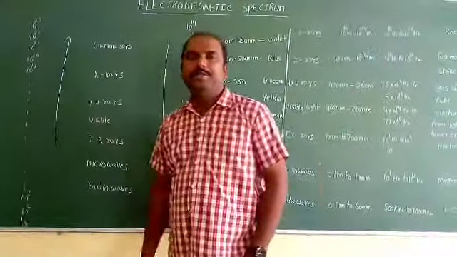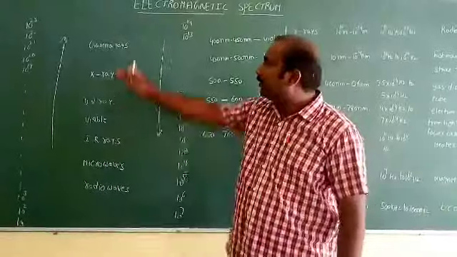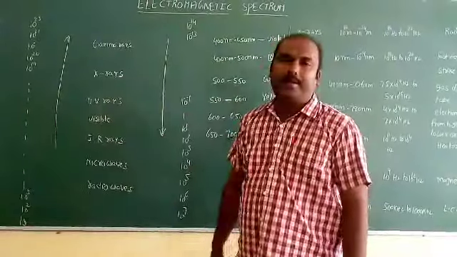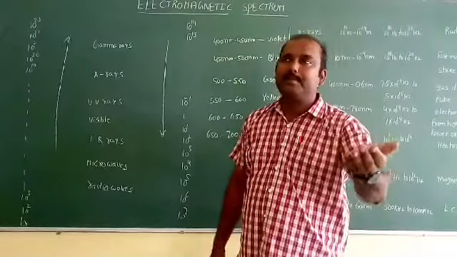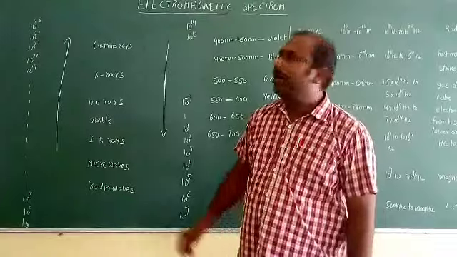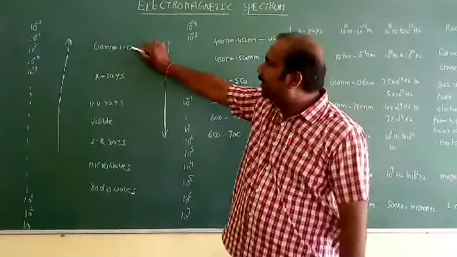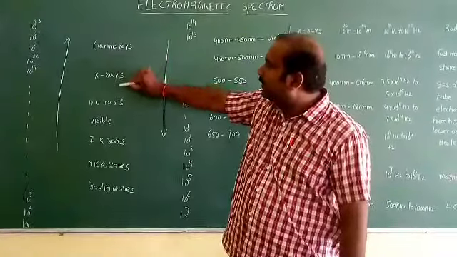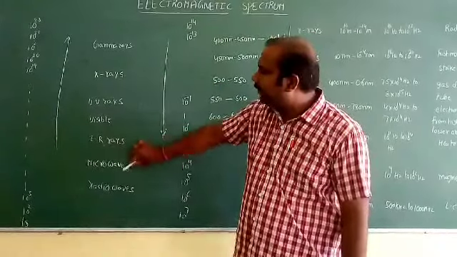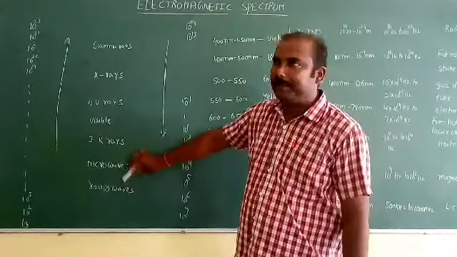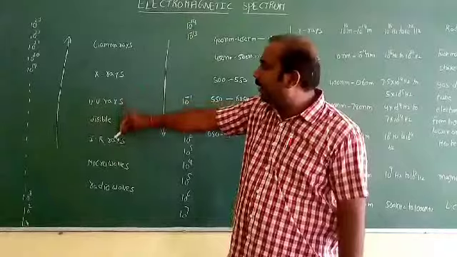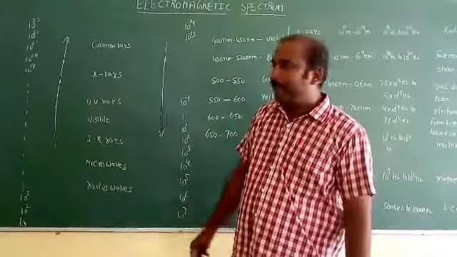Recently in the examination they are asking to write the visible spectrum rays in descending order. Descending order means maximum frequency to minimum frequency you have to write. Like that they are asking in the examination. How do we write it? Gamma rays are the highest one, X-rays, UV rays, visible rays, IR rays, microwaves, and lastly radio waves. Maximum to minimum: gamma, X, UV, visible, IR, micro, radio waves.